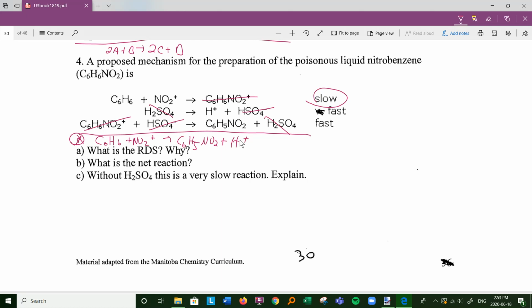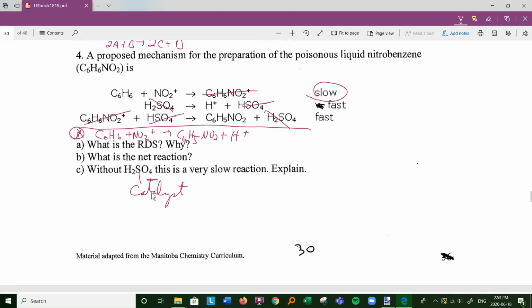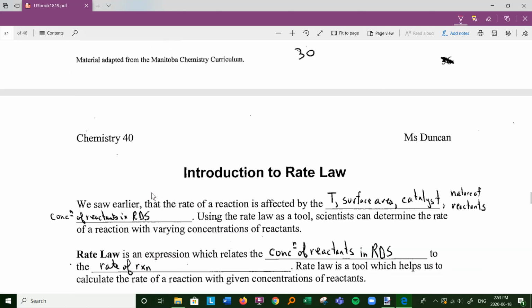Okay. Without H2SO4, this is a slow reaction. Why? Well, H2SO4 causes an alternate reaction pathway, which must speed up the reaction because H2SO4 is a catalyst. So H2SO4 is a catalyst, and therefore it speeds up the reaction. And we'd have to look at some potential energy profiles in super detail to see how that worked exactly.